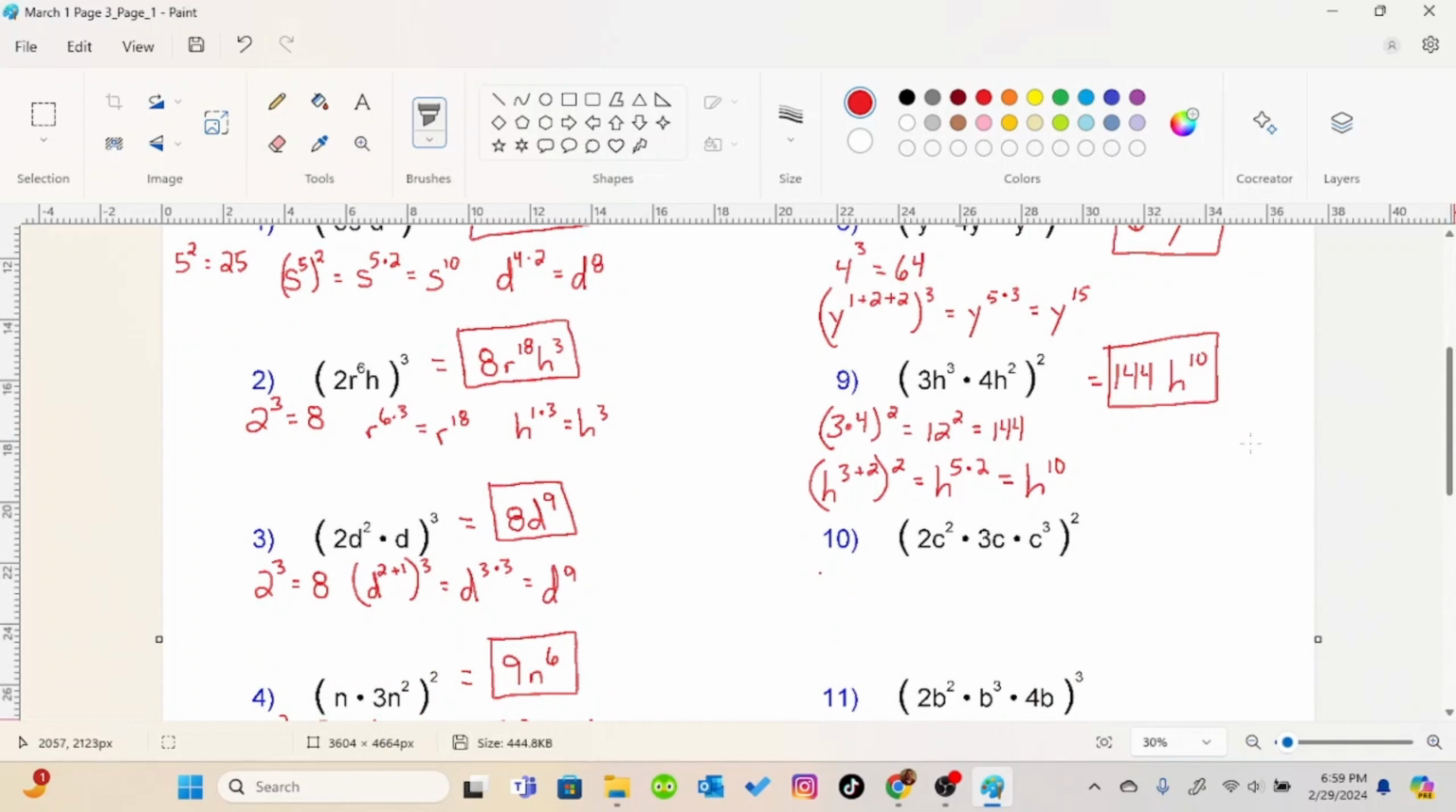Number 10. We have 2 times 3 squared. 2 times 3 is 6. 6 squared is 36. Then we have c to the power of 2 plus 1 plus 3. And we're going to square that. 2 plus 1 is 3. 3 plus 3 is 6. And now we're going to multiply that by 2. 6 times 2 is 12. And now our final answer, when we combine everything, is 36 c to the power of 12.